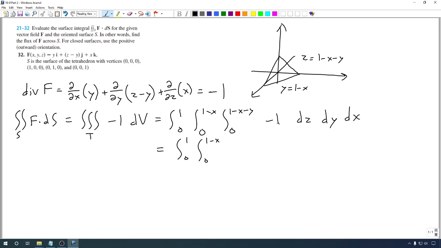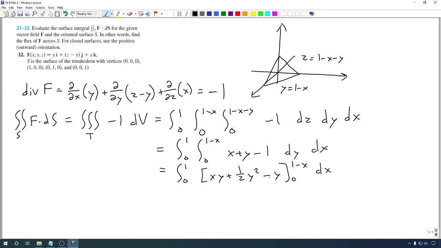So the integral of negative 1 with respect to z is negative z. So we essentially get to replace z with 1 minus x minus y. I'm going to use the negative there to actually swap the order of these. So I'll have x plus y minus 1. Then we get to integrate that with respect to y. We get xy plus 1 half y squared minus y from 0 to 1 minus x.